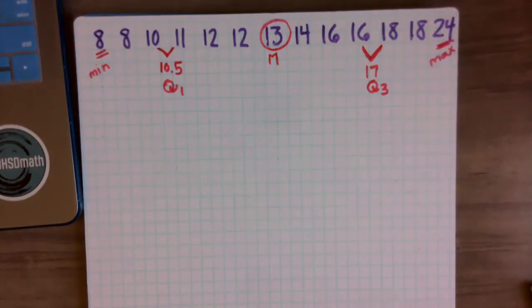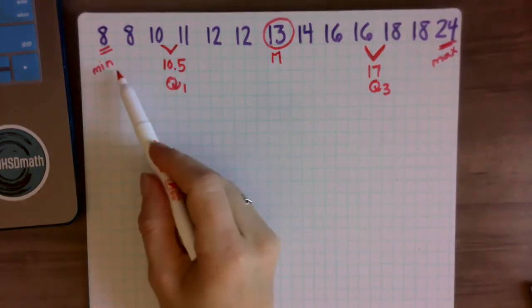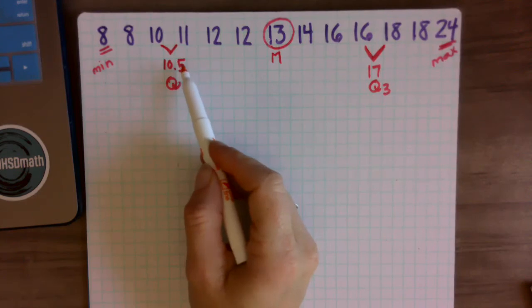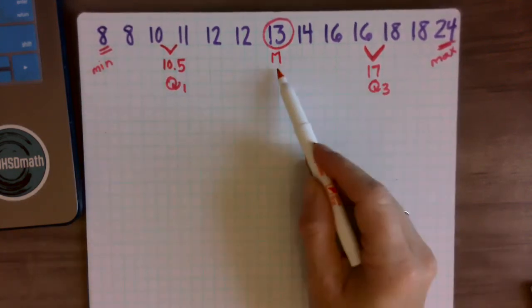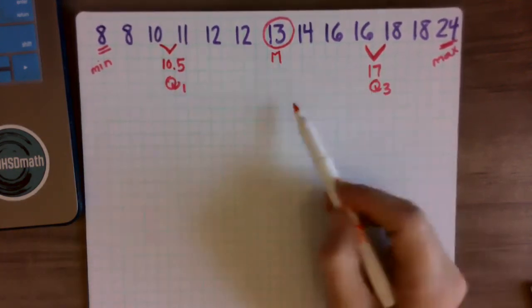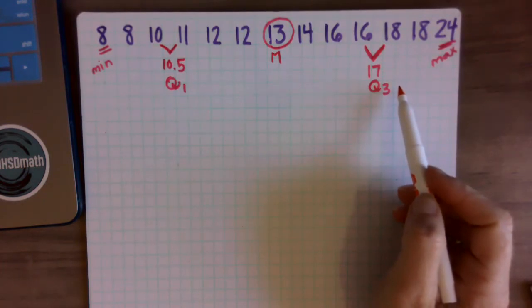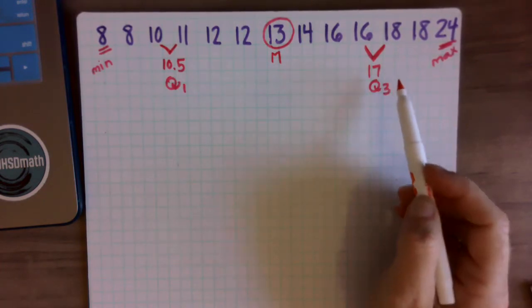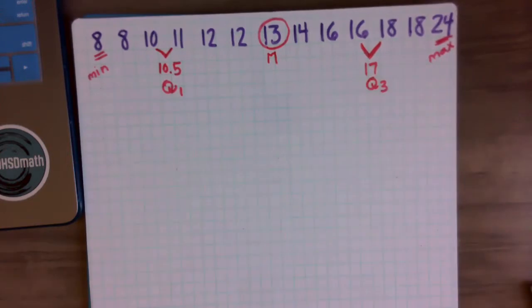I now have my 5-number summary. My minimum, a quarter of the way up, is my quartile 1. A quarter of the way past that is my median. A quarter of the way up beyond that, 75% point, is my Q3, and my maximum is 24. Those are my 5-number summaries.